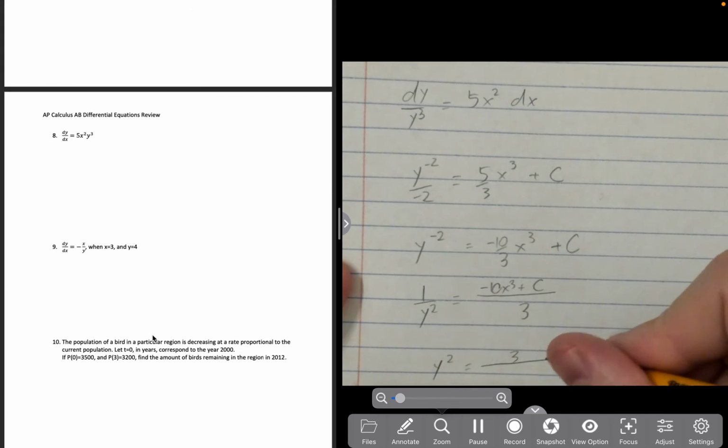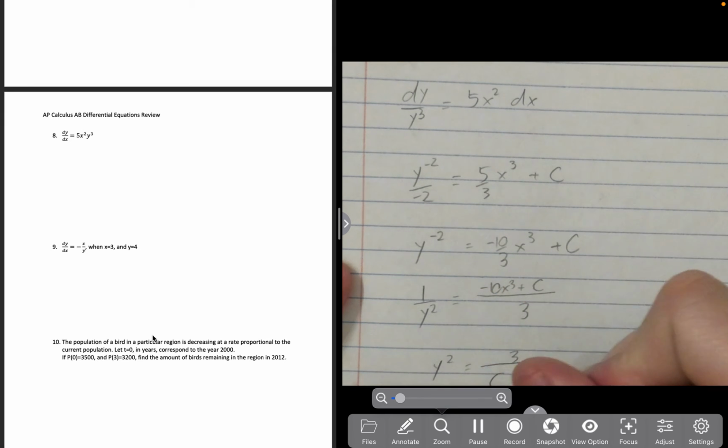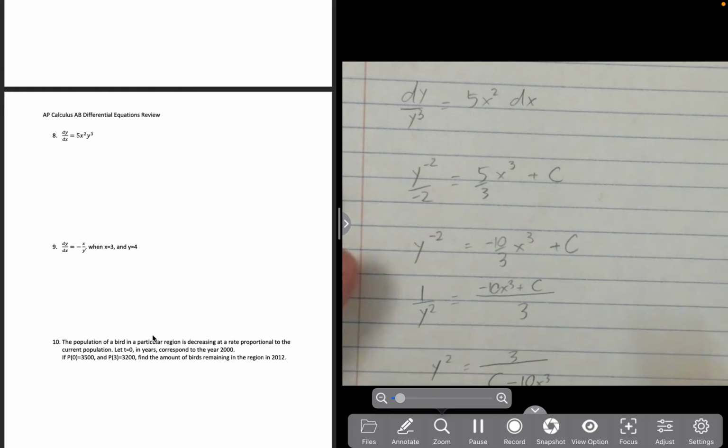Now another switch that's always popular is if you have a negative thing plus a positive thing, why not just reorder it? And now it's time to square root both sides. So we get plus or minus 3 over c minus 10x cubed.